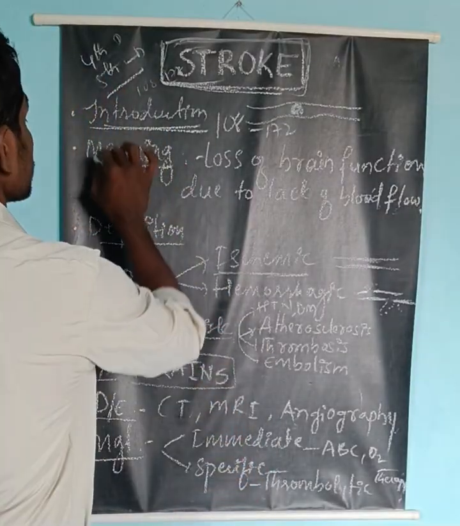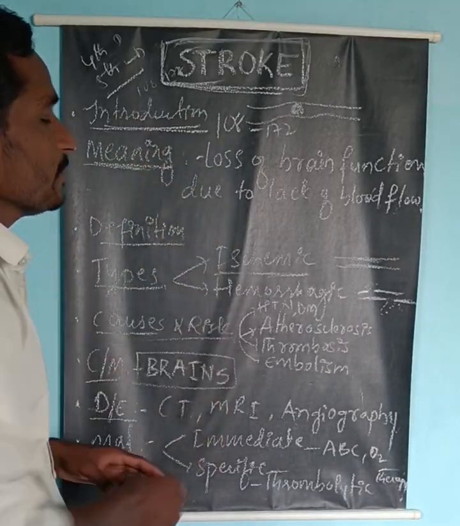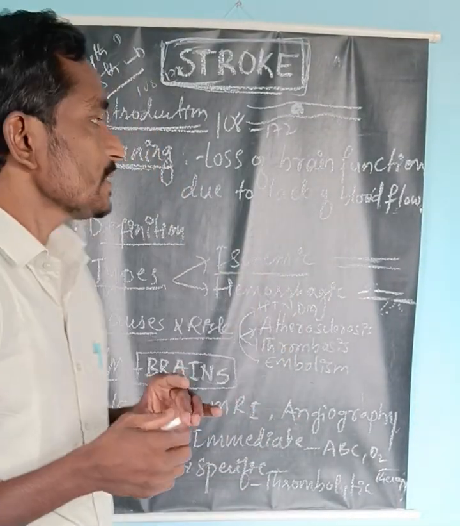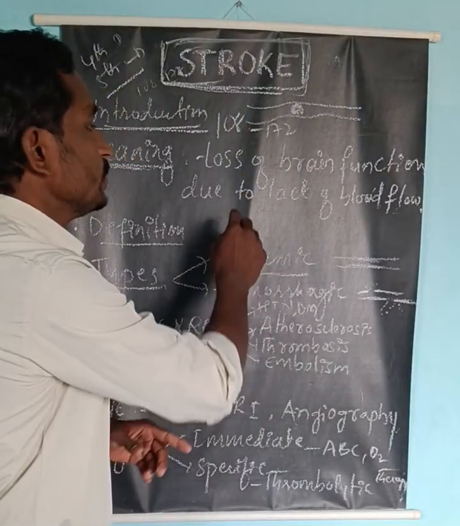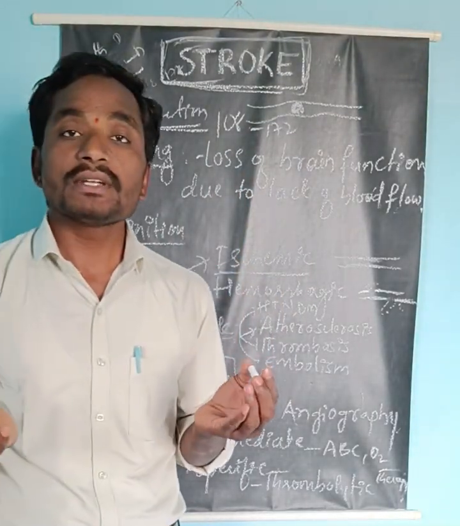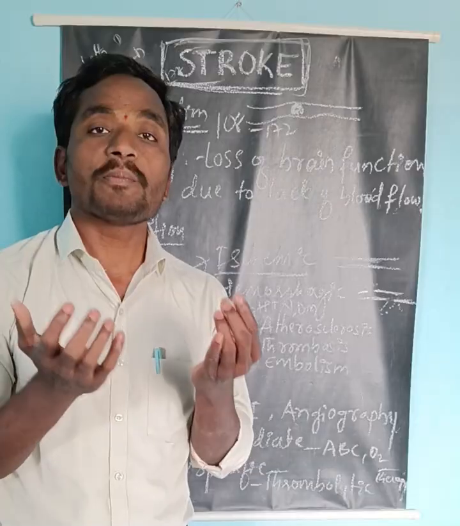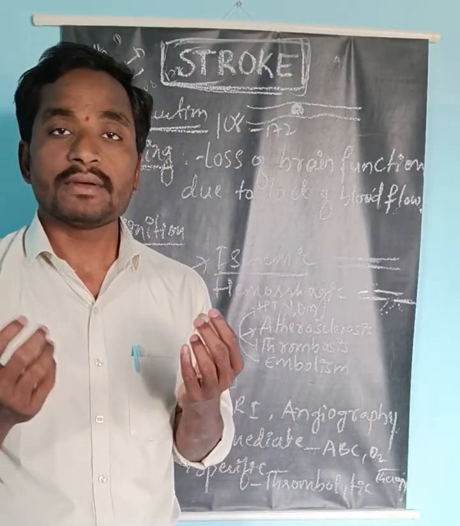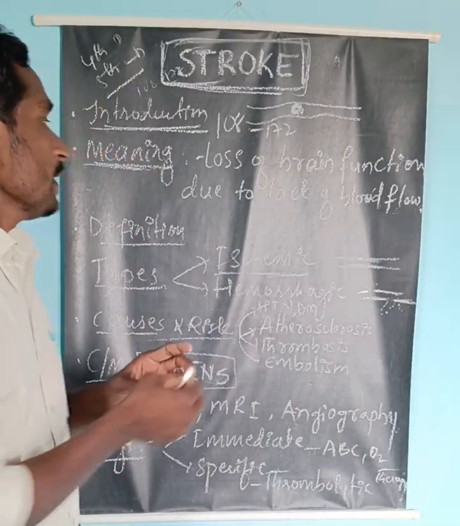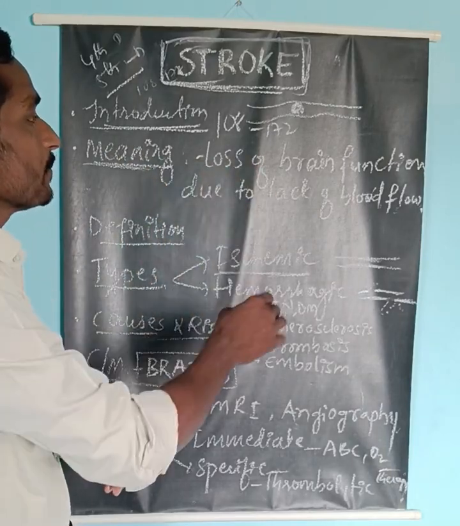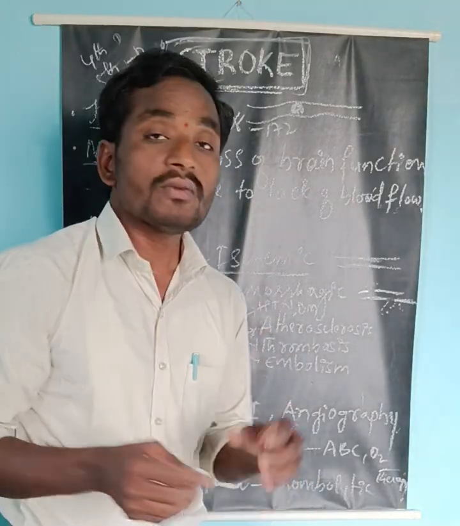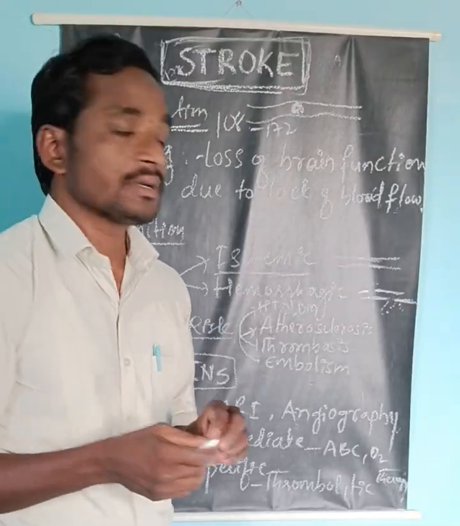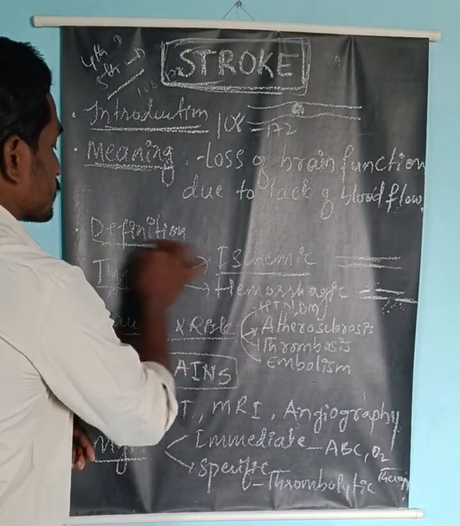Now coming to the meaning. Stroke is nothing but the loss of brain functions due to lack of blood circulation to a part of the brain. Okay, so that is what stroke means. Here, stroke means the loss of brain functions due to the lack of blood flow to a part of the brain.